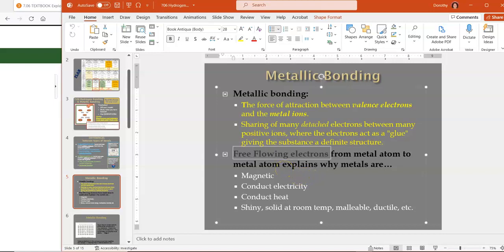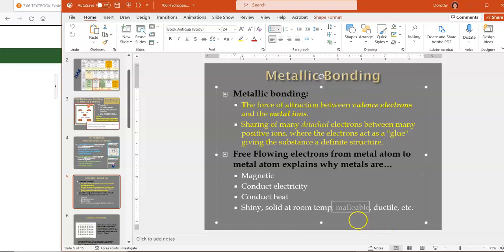These free flowing electrons are what gives the metal atoms or the metal ions their metallic properties. It's what makes them magnetic. It's what makes them conductive of electricity and heat. It's what makes them shiny, solid at room temperature, malleable and ductile. Remember, malleable, if you hit it with a hammer, it's going to dent. It dents instead of breaks. Remember, brittle breaks, malleable dents.